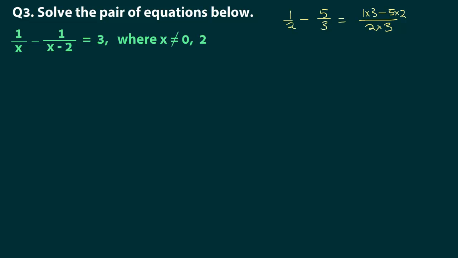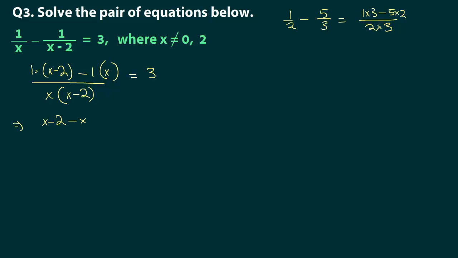Here it will be the exact same way. The denominator will look like x times x minus 2. And here the first term will be 1 times x minus 2 minus 1 times x. And this entire thing will be equal to 3 over here, right? So if you solve this, this will be x minus 2 minus x over here, and this term will go over here, we can do cross multiplication.